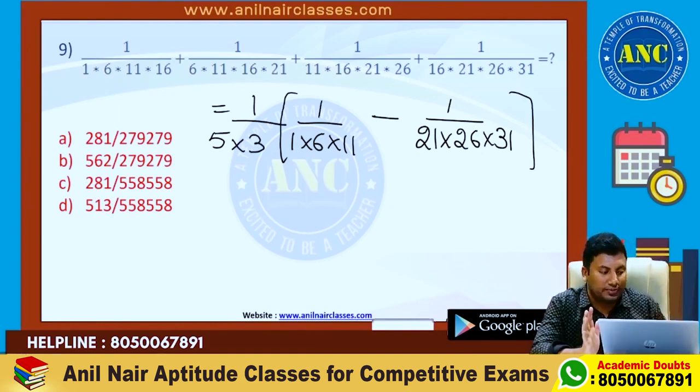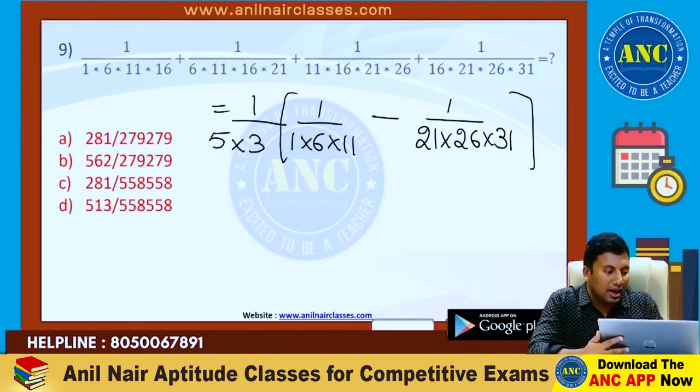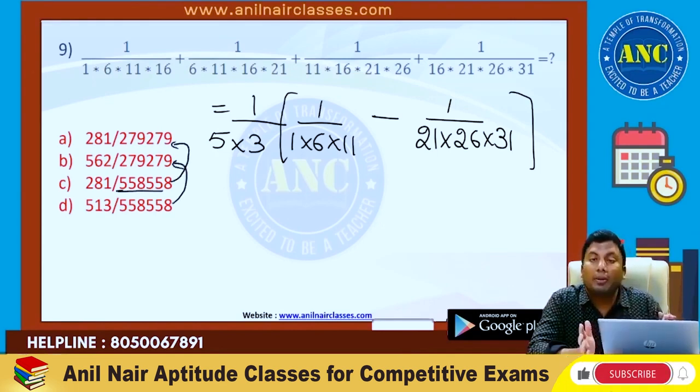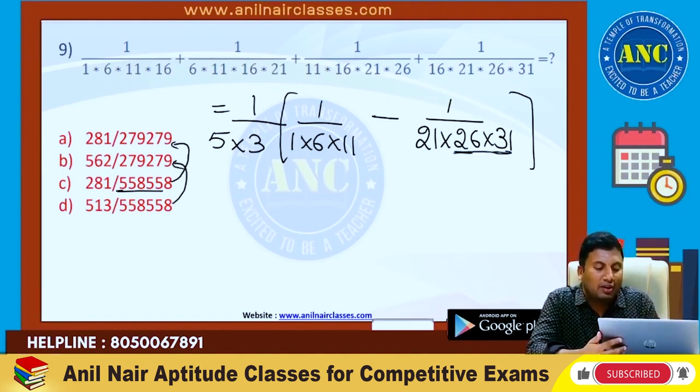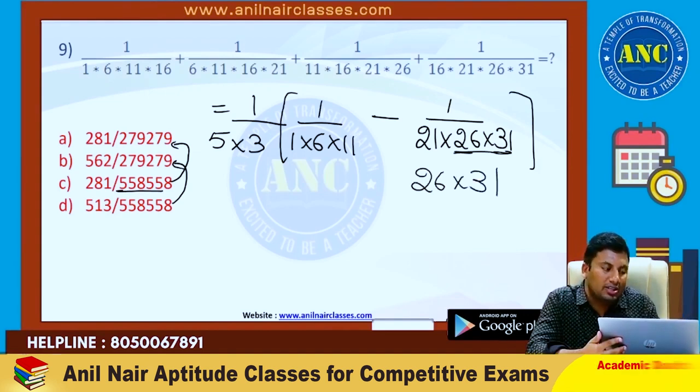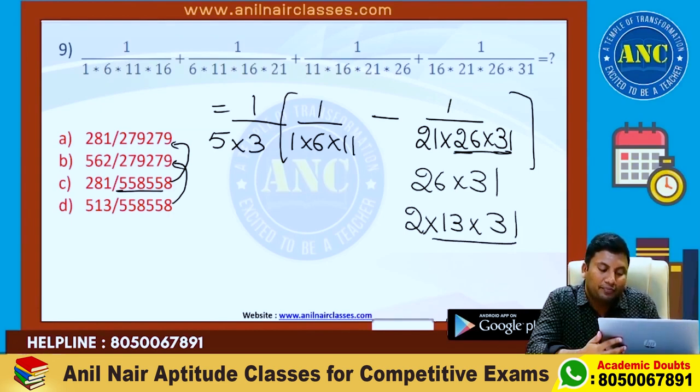Most of the students will find it a little complex in doing this calculation. So what we'll do is, now this is nothing but a multiple of this number. This is nothing but a multiple of this number. Otherwise I would have used the divisibility rule of this number. 26 into 31. Now see here. 26 is nothing but 2 into 13 into 31.